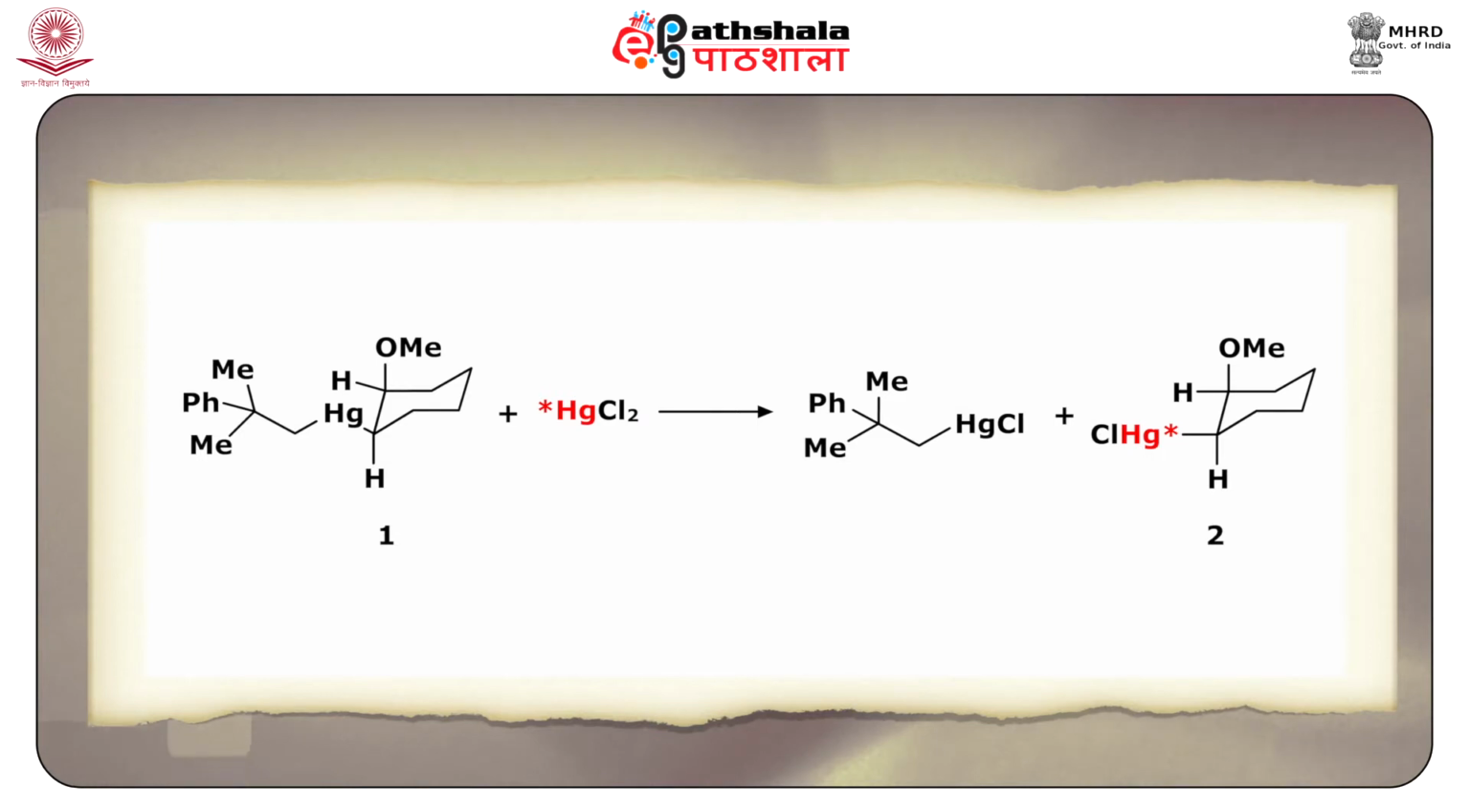So, that is why we can say that this entire group is getting replaced with the labeled Hg and Cl, and we are getting this 100% retention in the configuration because it is the front mechanism. So, we can say that HgCl has attacked from the same side where this group was, and it is getting replaced with the labeled HgCl. For an electrophilic substitution reaction, evidences for front attack are second order kinetics along with stereochemical retention of configuration.